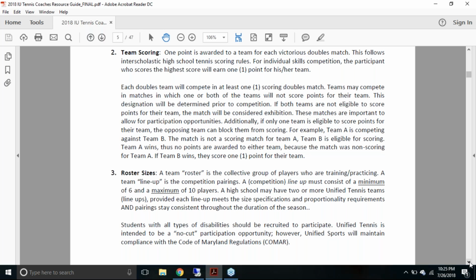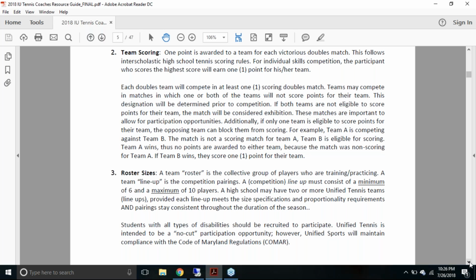Each doubles team will compete in at least one scoring doubles match. Teams may compete in matches in which one or both of the teams will not score points for their team. This designation will be determined prior to competition. If both teams are not eligible to score points for their team, the match will be considered exhibition. These matches are important to allow for participation opportunities.